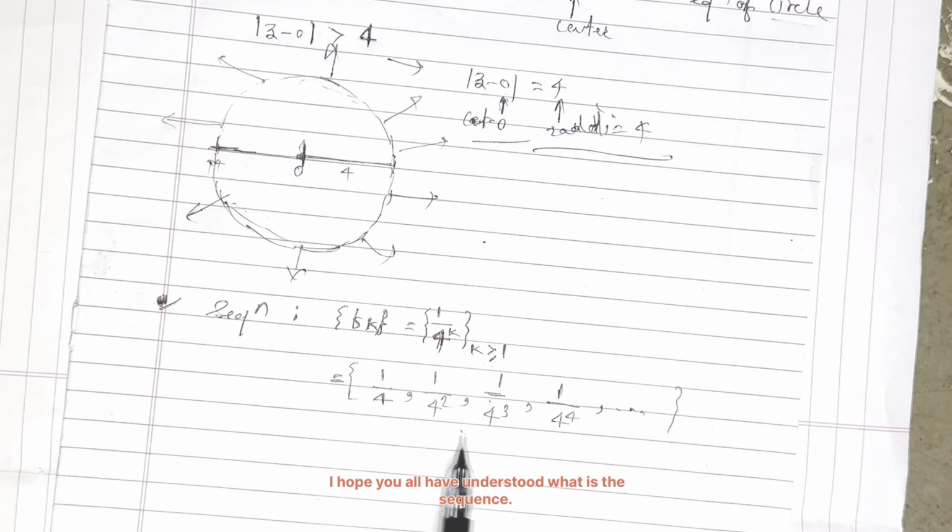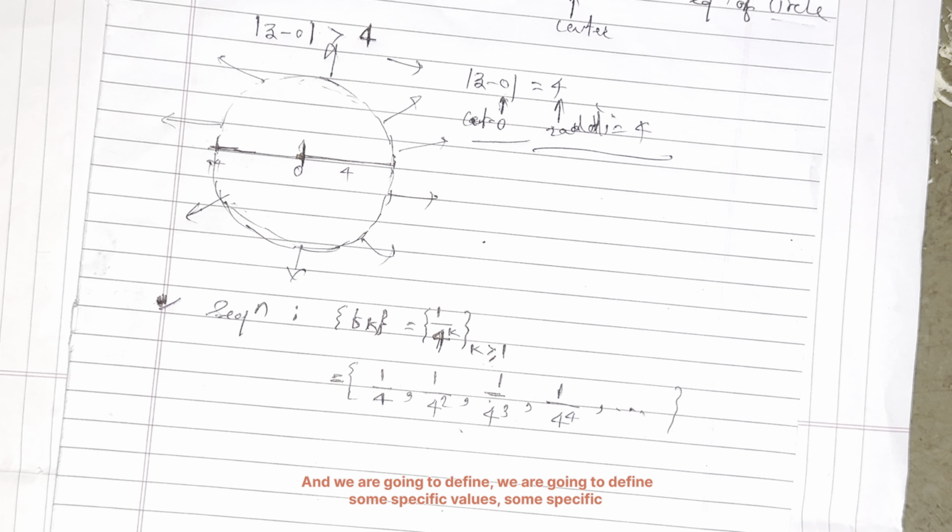I hope you all have understood what the sequence is. Actually we consider this one as the sequence. So in our Z transform, we are going to represent the sequence by some arrows, and we are going to define some specific values for the sequence.